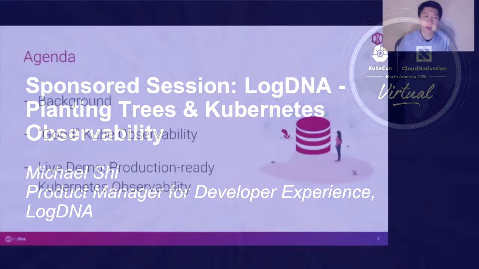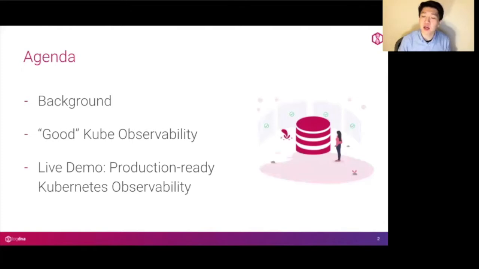So just a quick agenda of what we're going to be talking about today. I'm going to start off with a quick background of who we are as LogDNA and why we are here at KubeCon. And then a quick discussion on our thoughts on what makes a good Kubernetes observability tool. And then onto the demo portion, we'll be standing up a production-ready service that will be planting trees. It'll be a microservice deployed on Kubernetes. And of course, we're going to have some observability wrapped around it just to debug our issues while we bring that into production.